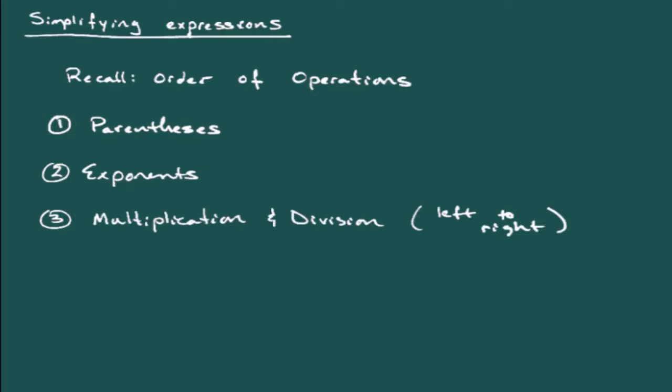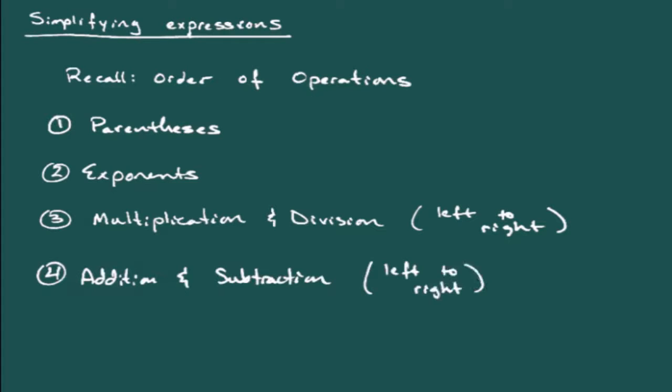Now multiplication and division, we'll do those on the same step, but we'll do them from left to right, and that's the important thing to remember. So if we've got multiplication and division together in the expression, we want to do the one on the left first and then work our way over to the right. And finally, for our last step, we've got addition and subtraction. And again, addition and subtraction we will do in the same step, but again left to right.